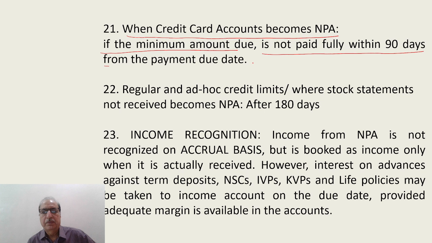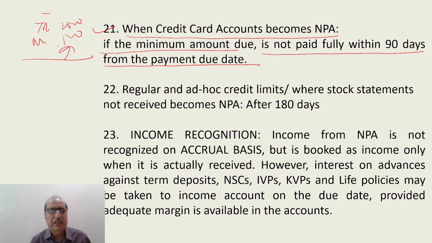Supposing total amount due is 25,000, but the minimum due is 5,000. If the borrower has paid 5,000, then the account will not become NPA, even though the due amount is 25,000. Okay, clear about it? Total due 25,000, minimum due 5,000. If the borrower pays 5,000, it will not become NPA, even though the amount due is 25,000. If he pays 4,000, then the account will become NPA.